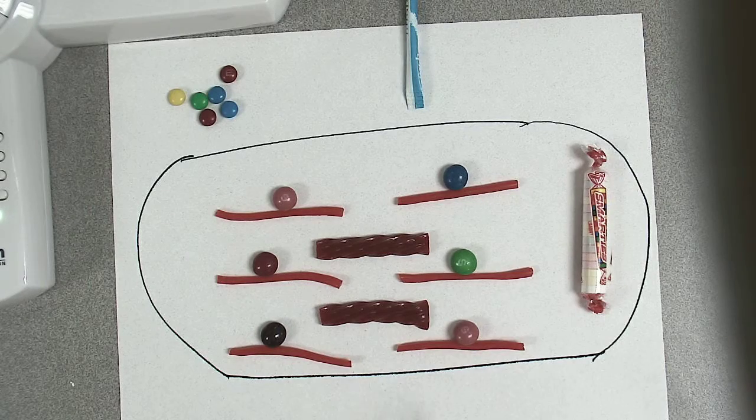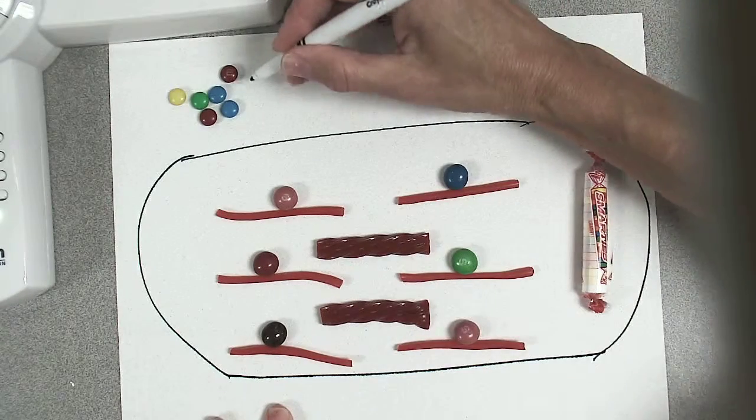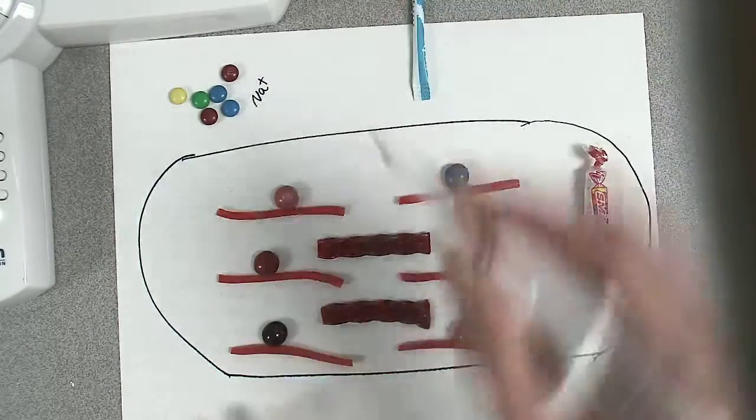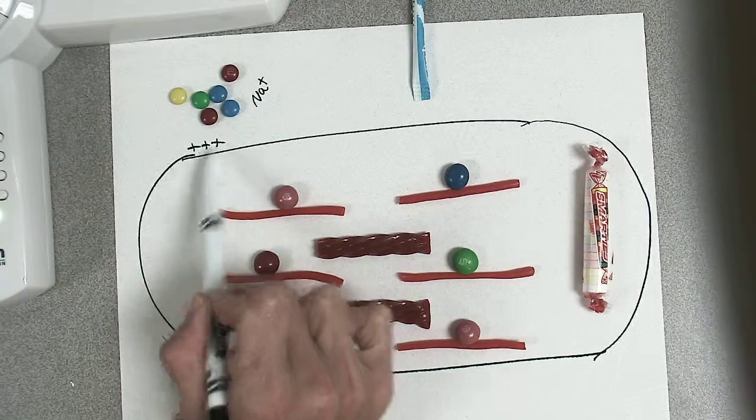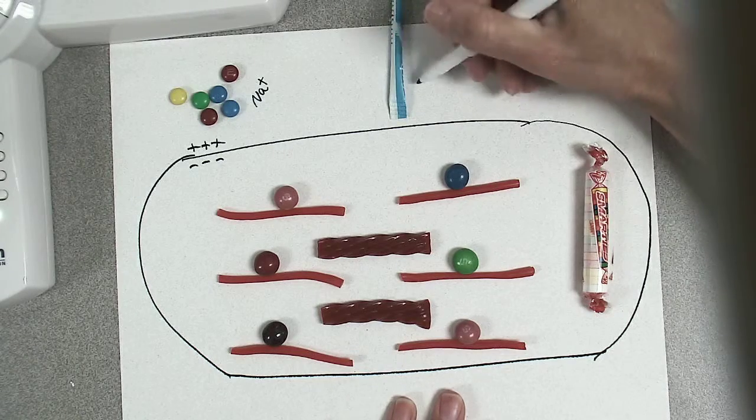Okay, so here I've set up my muscle fiber. So this is the cell. Outside of the cell, we find sodium. So that sodium causes the outside of the cell to be positive compared to the inside of the cell.